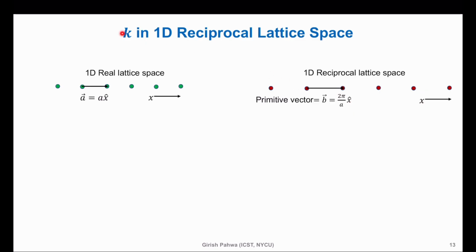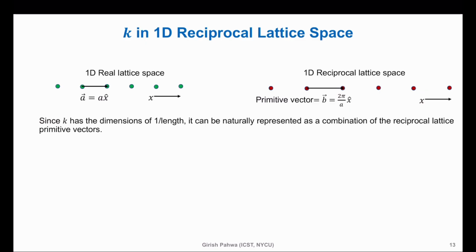Now what's the relationship between this k and this reciprocal lattice? We are going to establish that. Now why is this k related to the reciprocal lattice? See, look at this primitive vector. It has a dimension of 1 over length. k also, we know, is some kind of 1 over length. So let's try to express k in terms of b, because they have the same dimension, so they represent basically the same thing, at least dimensionally.